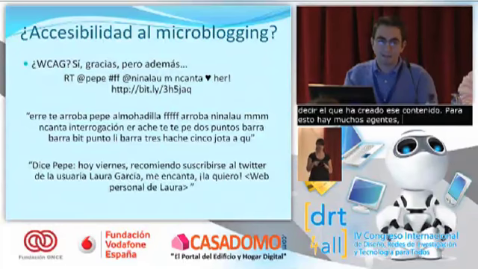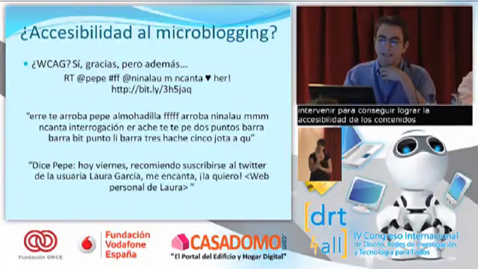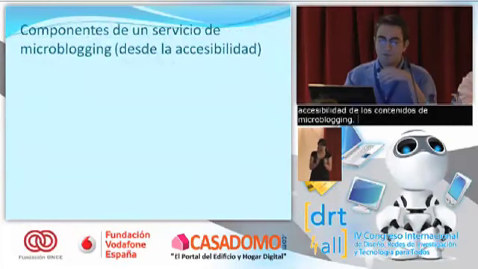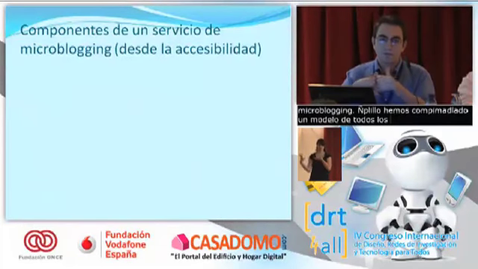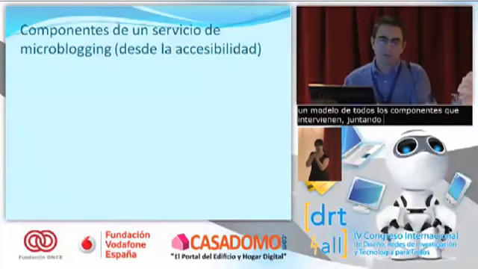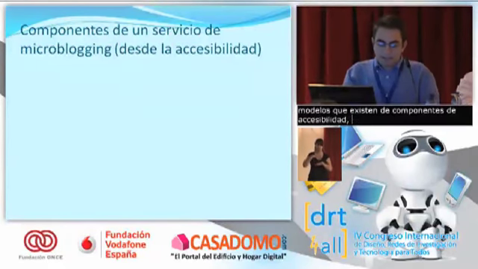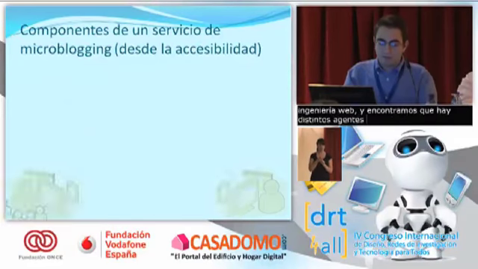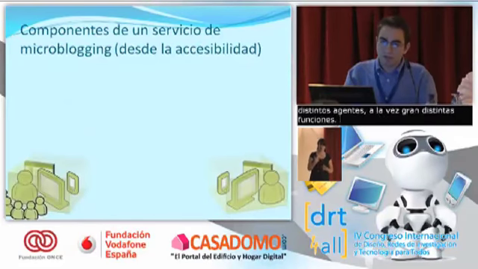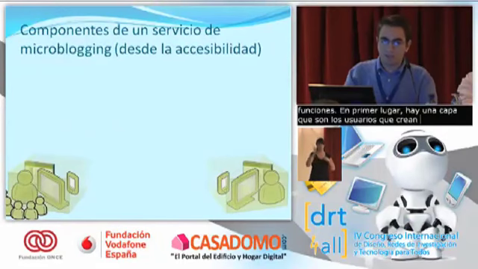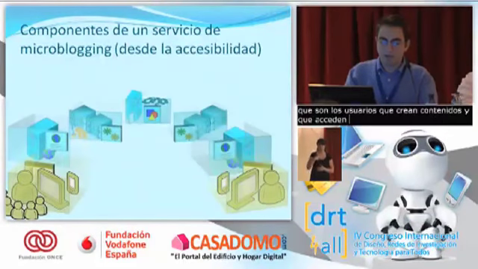And so there are many agents that need to intervene in order to obtain the accessibility of microblogging content. And for this, we have compiled a model of all the components that are used, taking into account the web layer components, accessibility components, etc. And we see that there are different agents. First of all, we have the users. This is the first layer. They create the content and access the content.